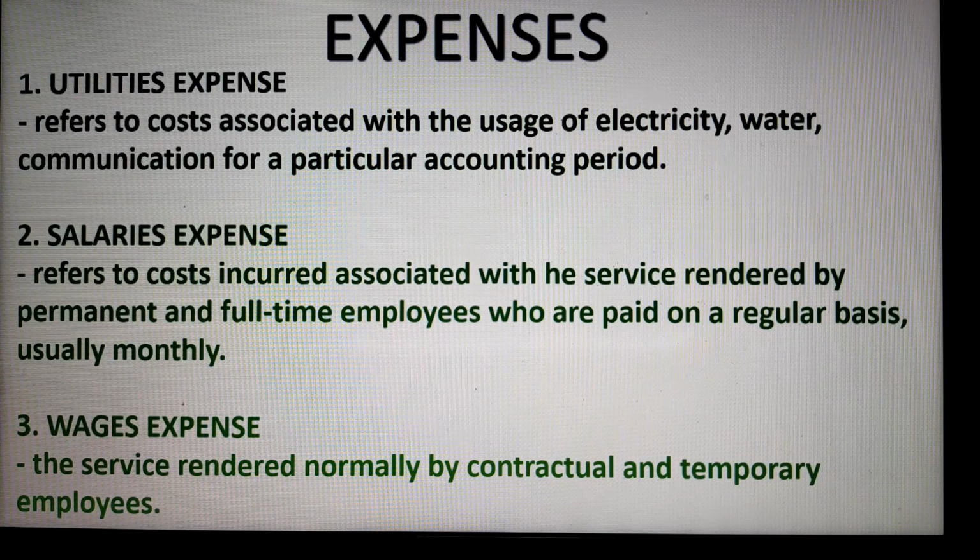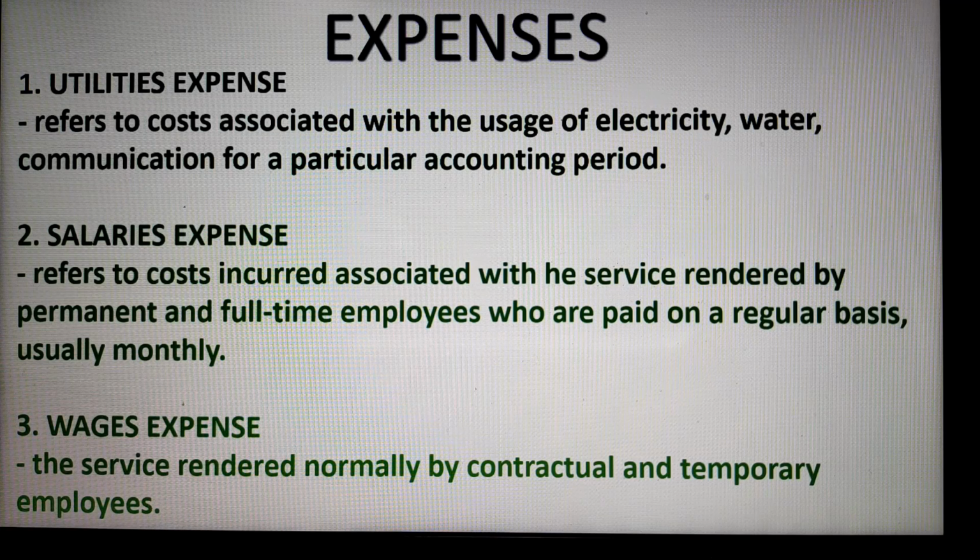Number 2 is salaries expense. Kung naa tay salaries payable, naa pod tay salaries expense, which refers to the cost incurred associated with the services rendered by the permanent and full-time employees who are paid on a regular basis, usually monthly. So mag-record ka kung nibutang paid salaries for the month, I paid salaries in the amount of 50,000 for the month of July. So gamiton nimo ang salaries expense.